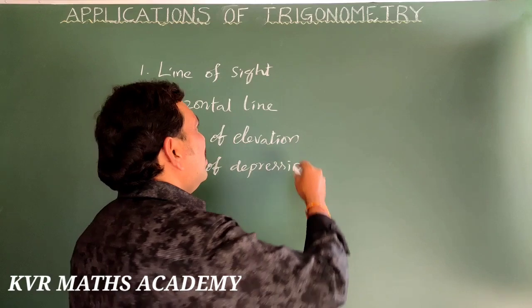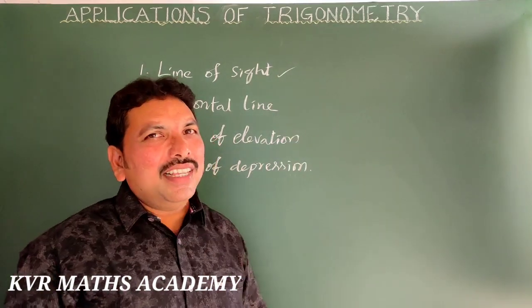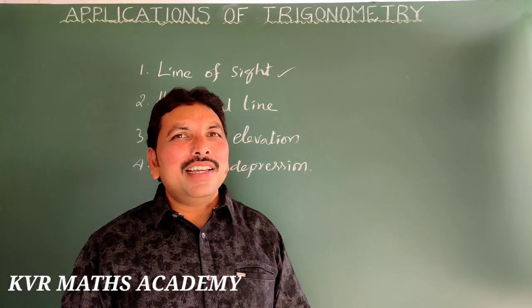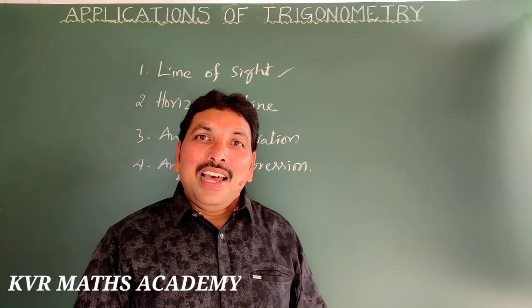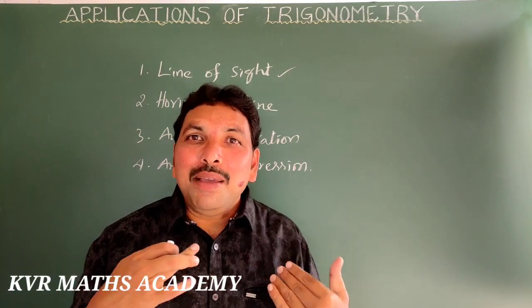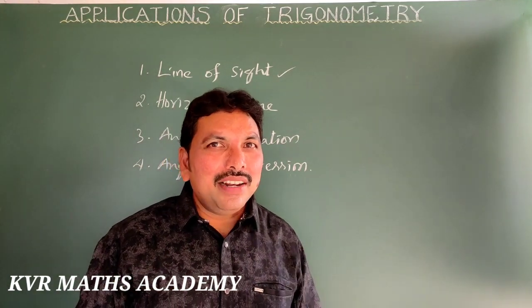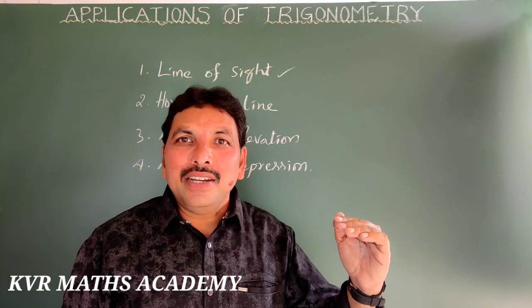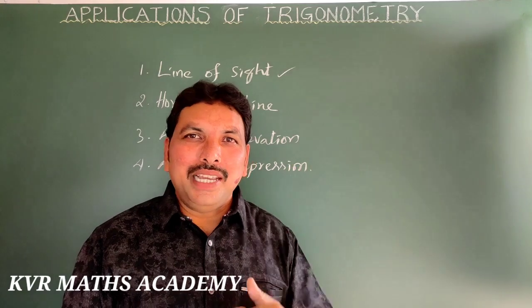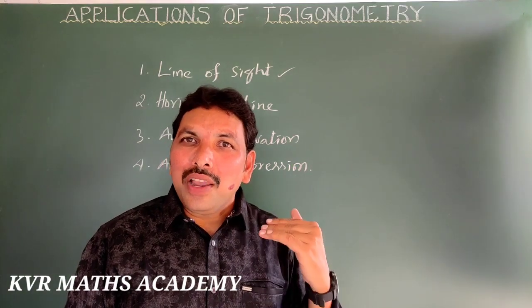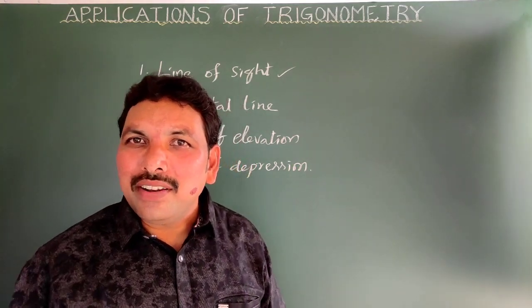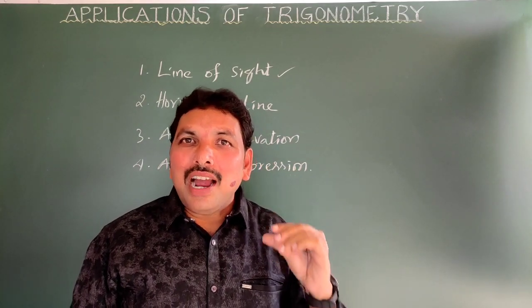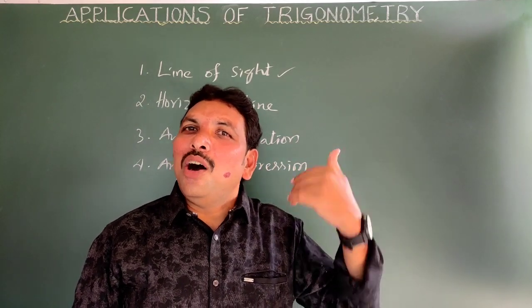First one, what is the line of sight? Line of sight is the imaginary line in between the eye of the observer and the point on the object.